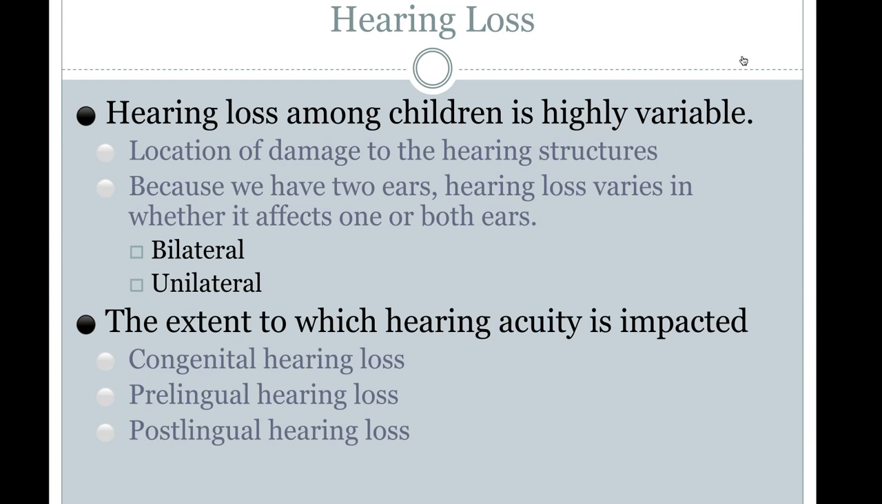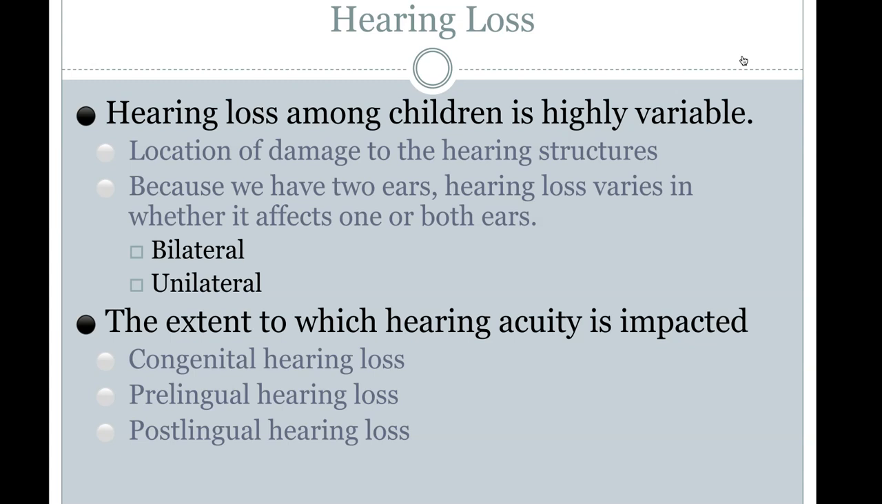Obviously, just having a unilateral hearing loss is a lot easier to deal with than having a bilateral hearing loss. Also, the extent to which hearing acuity is impacted. If it's a congenital hearing loss, that means that was a loss present at birth. A prelingual hearing loss is a hearing loss that is present before the child has learned language. And then a postlingual hearing loss is a hearing loss that takes place after the child has learned language.